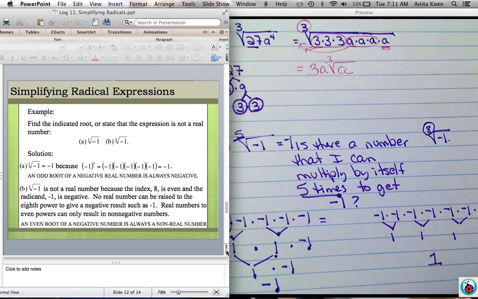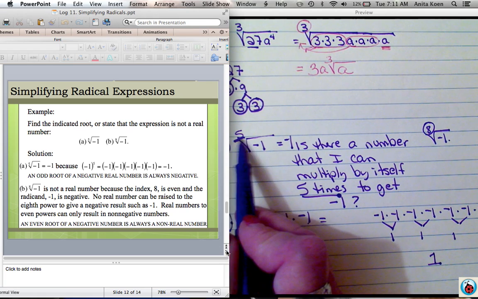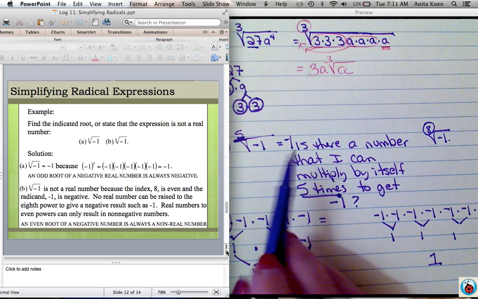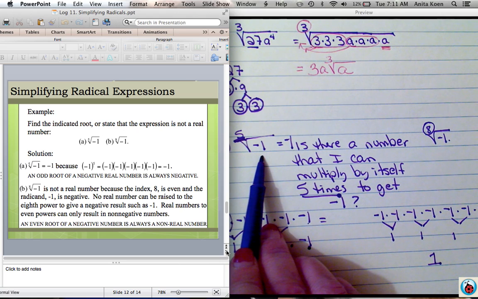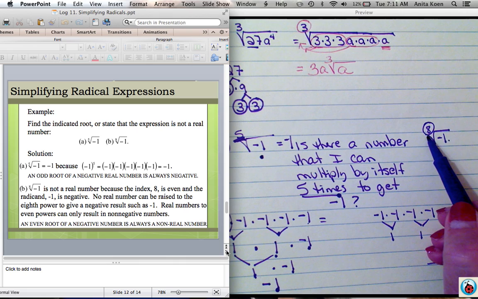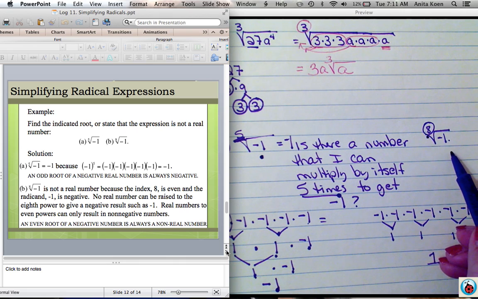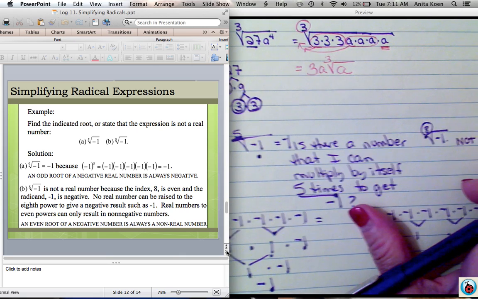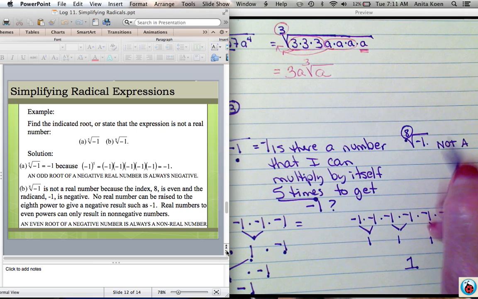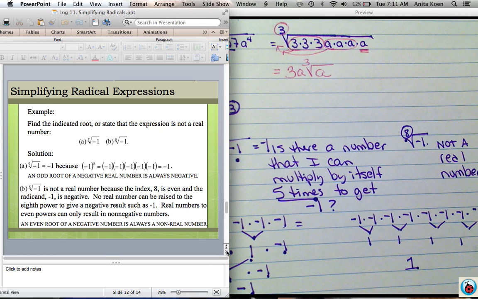So this is very important. An odd root of a negative number is always negative. An even root of a negative number is always non-real. So this is not a real number. Okay, that's a very, very important piece of information there.